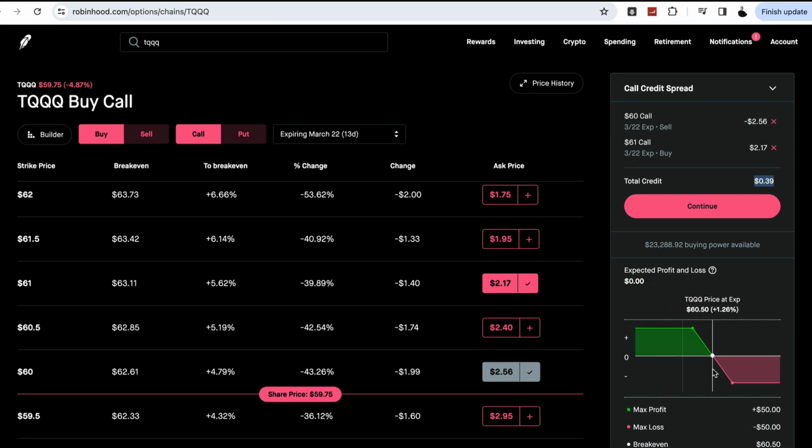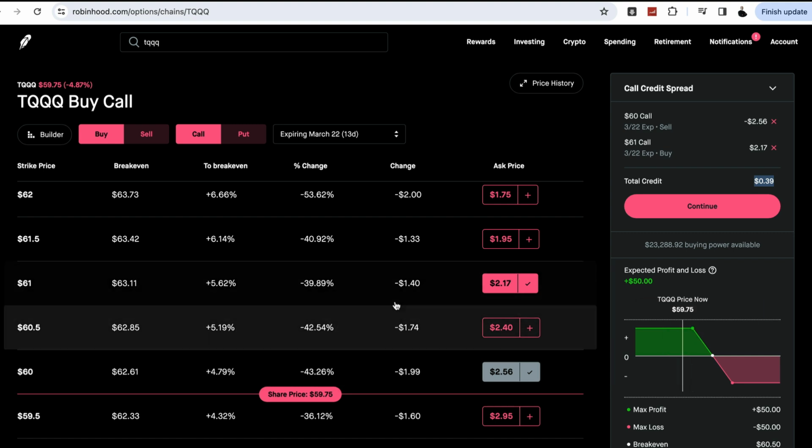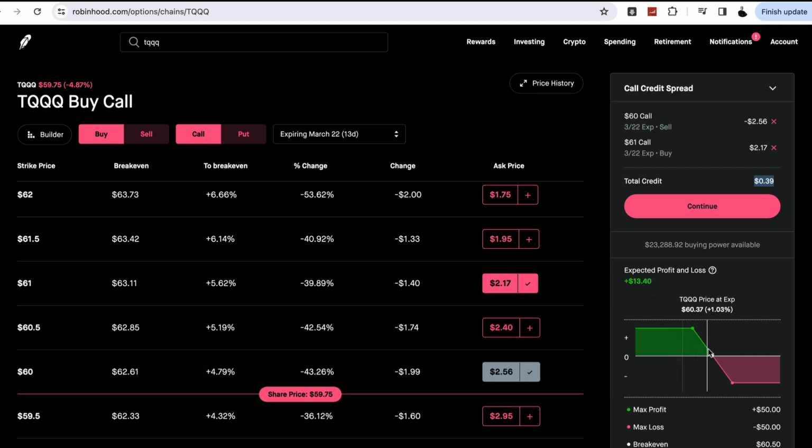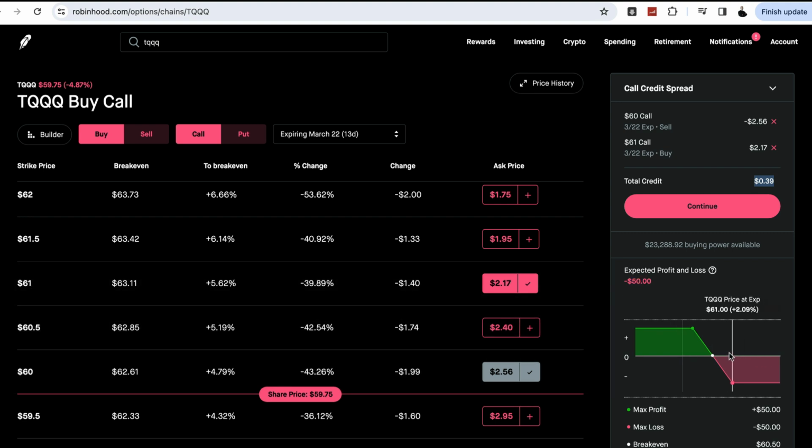If the price goes down, again, this is a bearish strategy, then I can make the full profit after it reaches 60 or goes below 60 here. But if it's in between, I start to lose money, and the break even is $60.50, which is right between 60 and 61. And then once it gets to 61, then I lose my max loss.